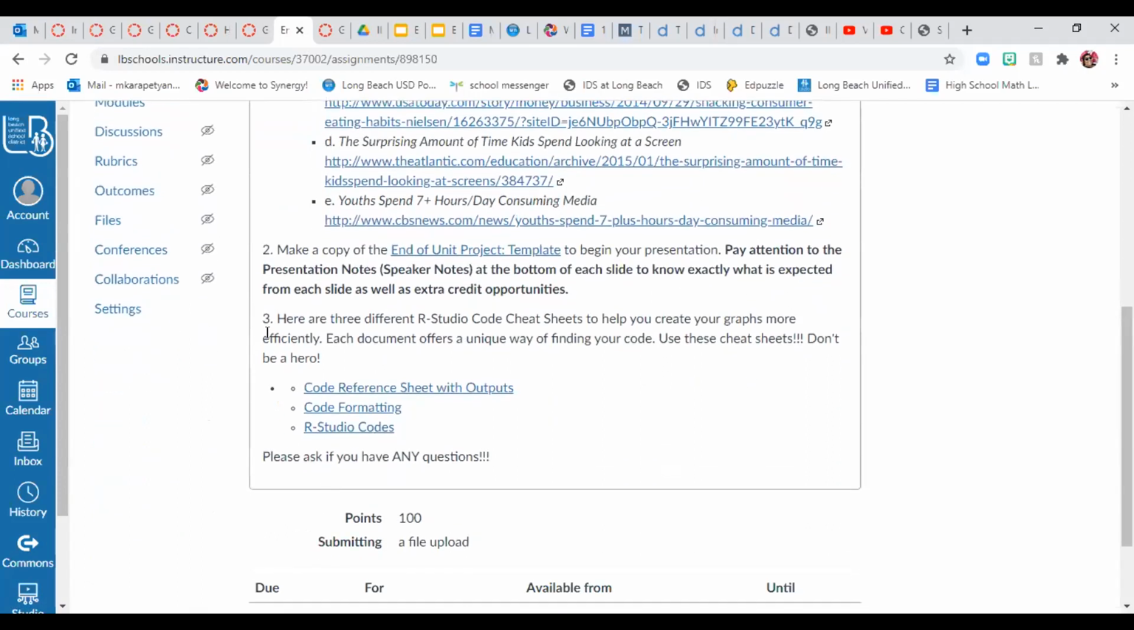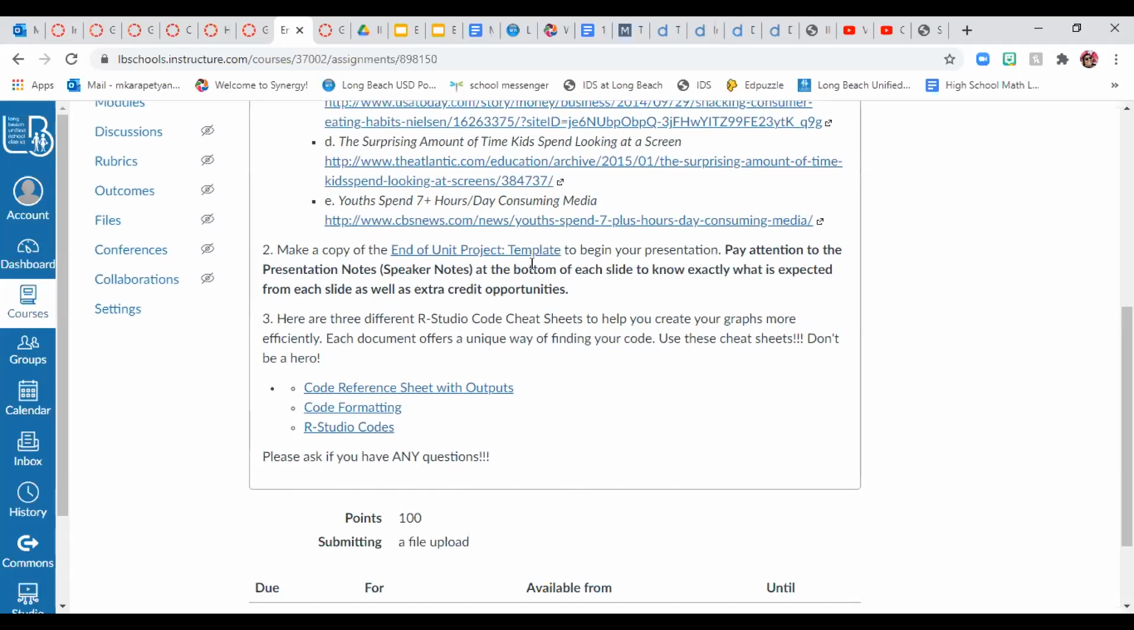And then of course I have down here the 3 different RStudio code cheat sheets to help you create your graphs more efficiently. Each document offers a unique way of finding your code. Use the cheat sheets. Don't be a hero, people. Use them. They're there for you. And of course, please ask if you have any questions.